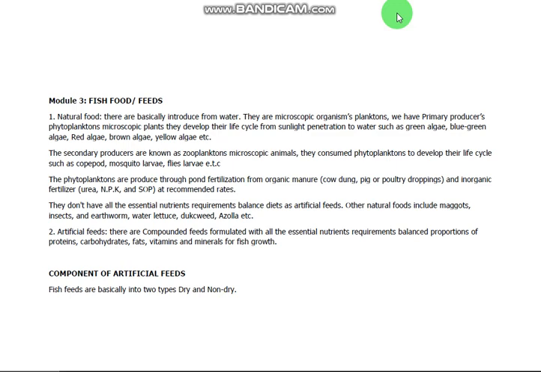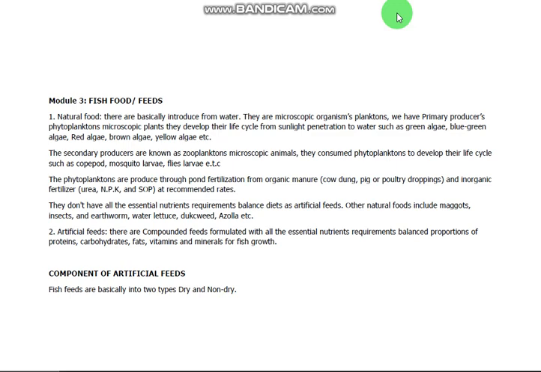You see the transcending. So they are going higher like that to the zooplankton, which is the secondary producers. So the secondary producers are microscopic animals, from the word zooplanktons, and they consume phytoplankton. You see that they feed on the lower energy level, right? So to develop their life cycle, examples are the mosquito larva, the fly larva, and the copepod. So the phytoplankton are produced through pond fertilization. Can you see that now?